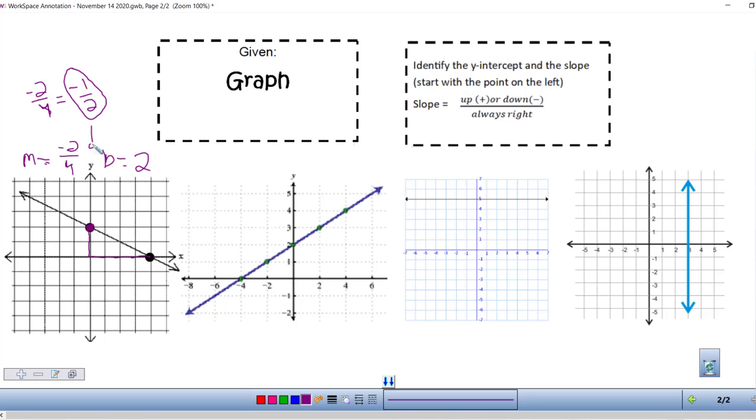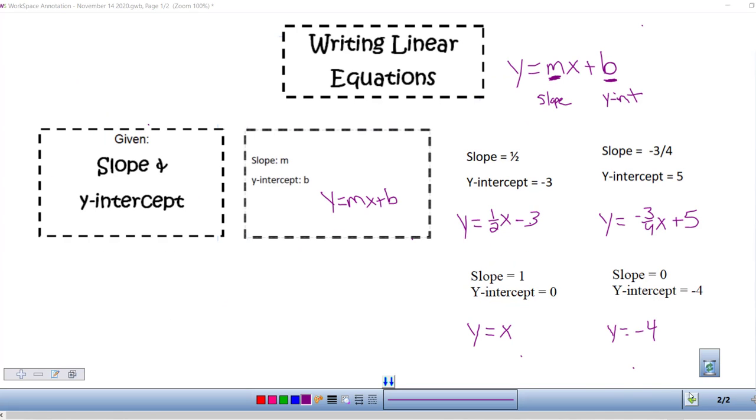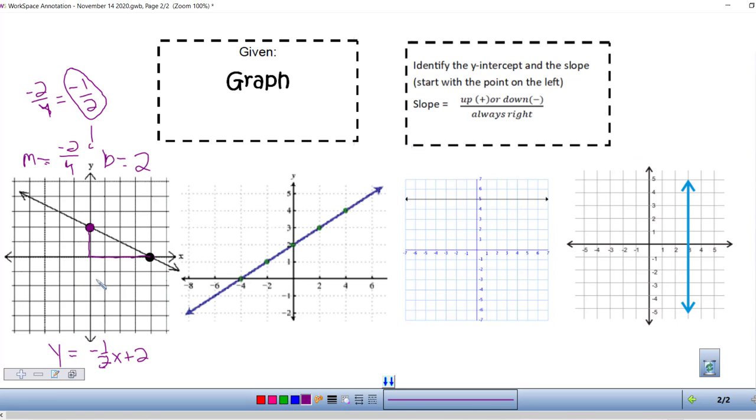I didn't have much space there. And our equation would be y equals -1/2 x, because we put the slope first, plus 2. Once we have these two pieces, then it's the exact same as how we did this. Put the slope before the x and the y-intercept after. So -1/2 x plus 2.